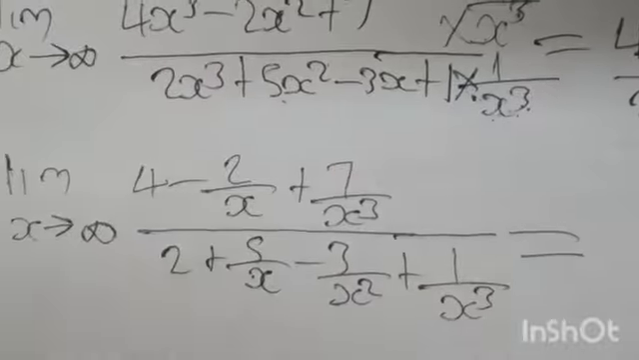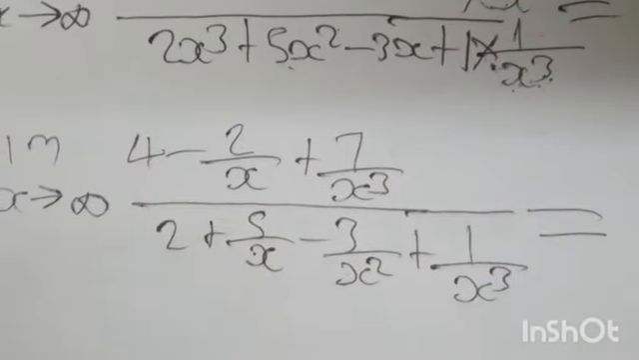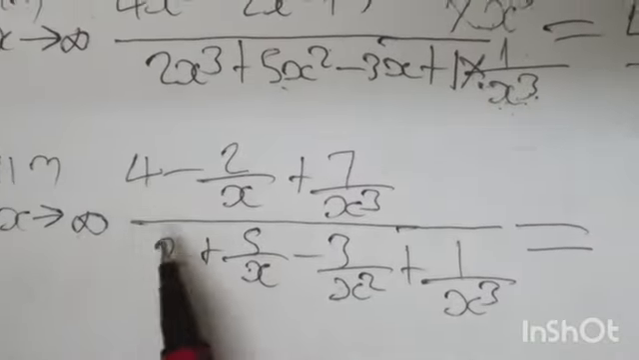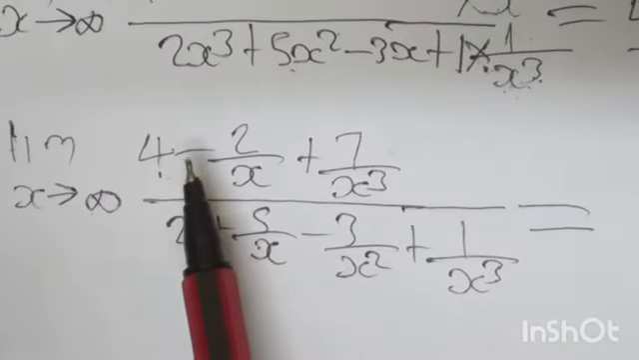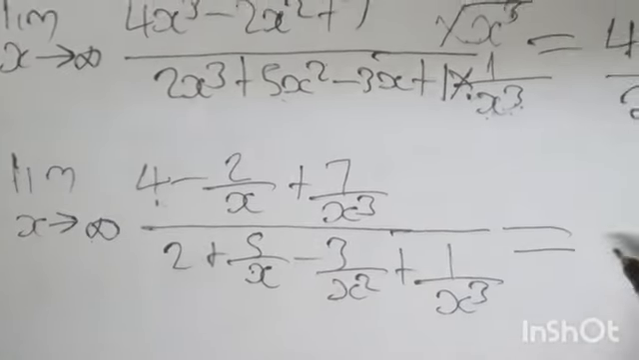So now let's just go direct to answering. Here I said when you have 1 over x, the answer gives you 0 as x approaches infinity. So 4 is a constant. You cannot do anything to 4. Even if you have a limit here, it will still remain a 4 from the properties of limits.